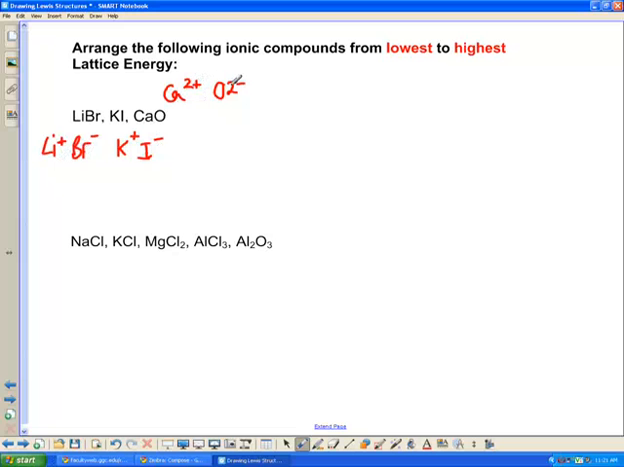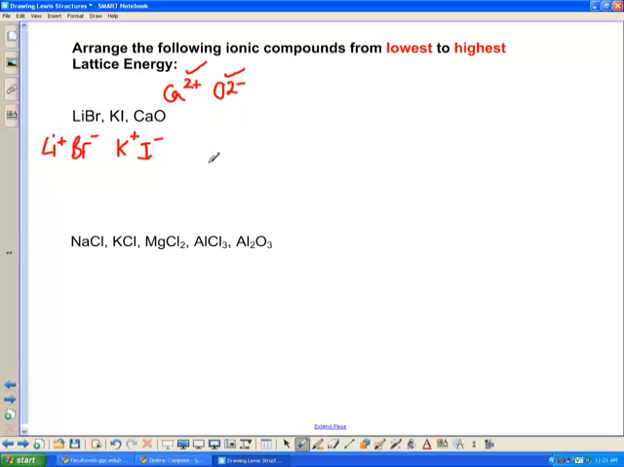Bromide and iodide are much larger than oxygen, plus oxygen has the highest charge. So out of the anions, which anion has the highest charge density? Well, that's oxygen. And out of the cations, which cation has the highest charge density? Well, that's calcium. So which one of these three compounds has the highest lattice energy?